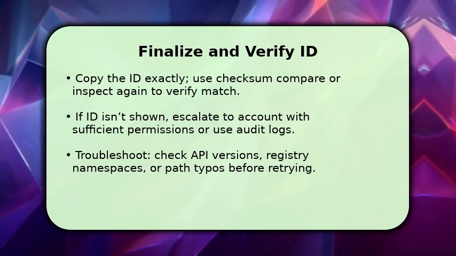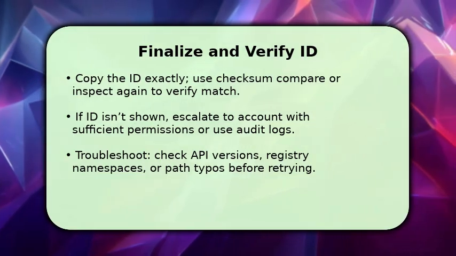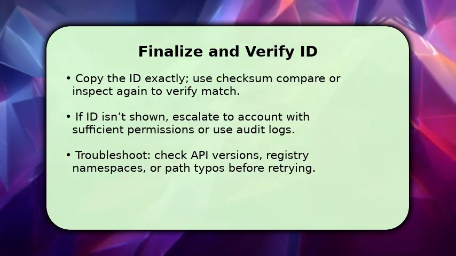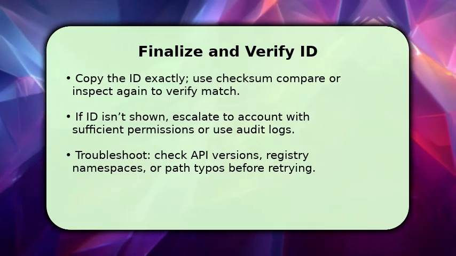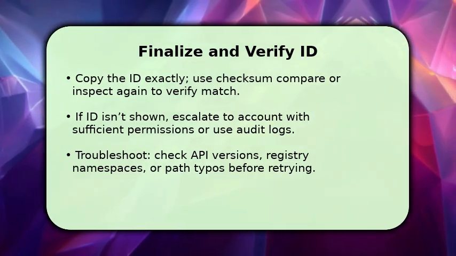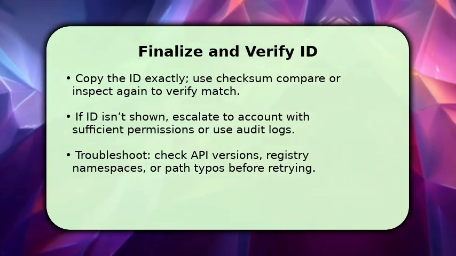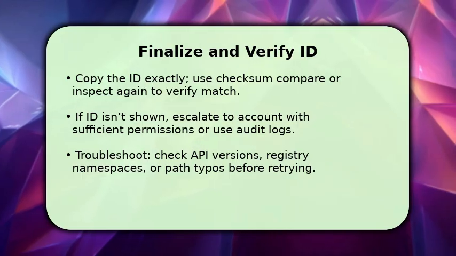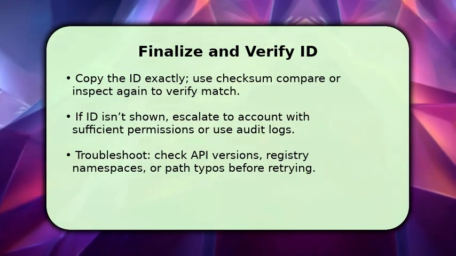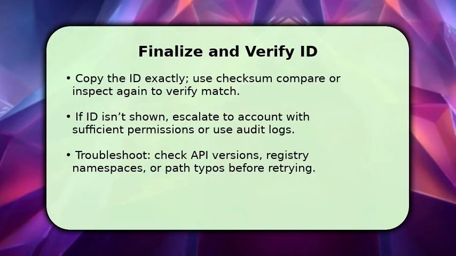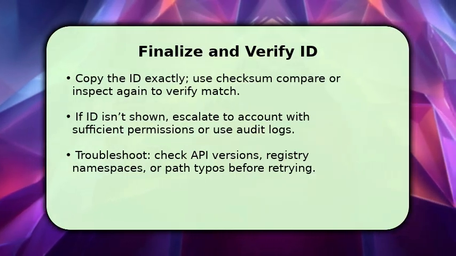If the ID doesn't appear, make sure your credentials have permission to view metadata, or switch to a higher privilege account and rerun the query. If you still fail, check API version mismatches, registry namespaces, and path spelling. Once corrected, repeat the inspect command to obtain the definitive ID, and you're done.